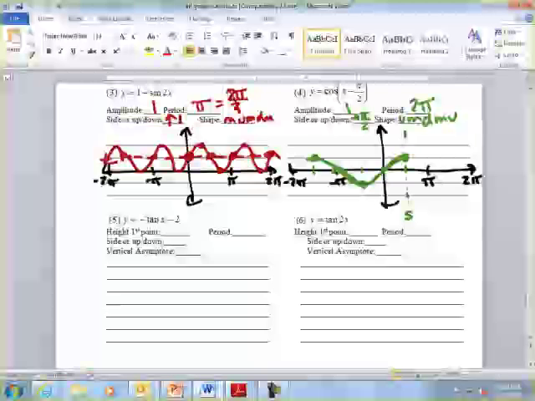Where's this graph crossing the x-axis? At negative pi and at 0. So it looks like it's crossing at every pi. So I know it's going to cross at pi, and it's going to cross at 2 pi, and it's going to cross at negative 2 pi. And then I can just kind of connect my dots.